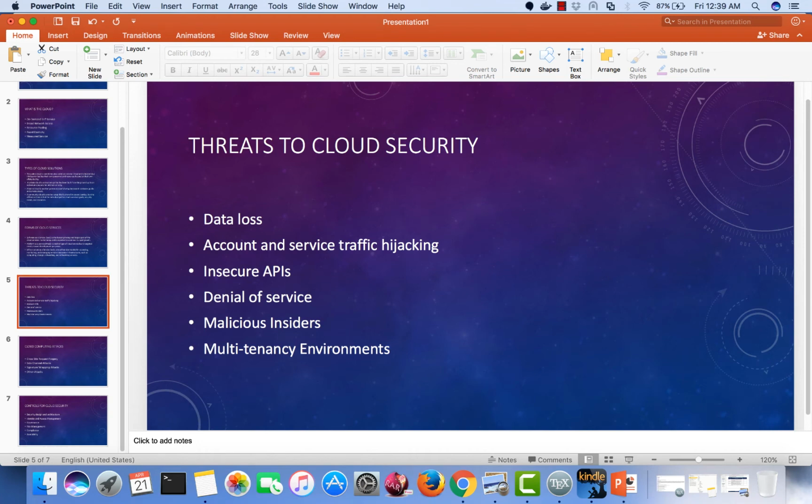Account and service traffic hijacking. This is another concern when it comes to cloud applications and services, just as it is with traditional applications. It involves taking advantage of software flaws, buffer overflows, poor passwords, and weak encryption.